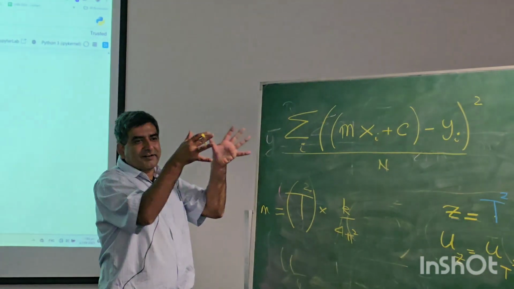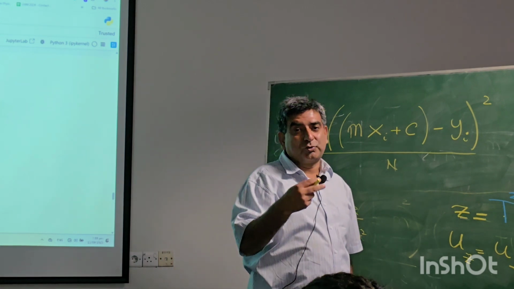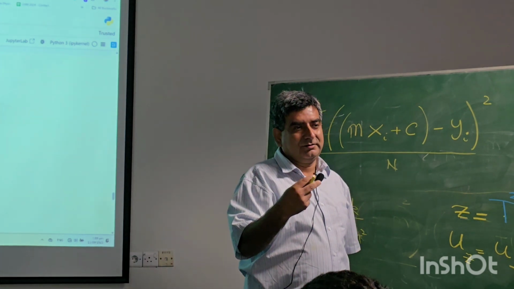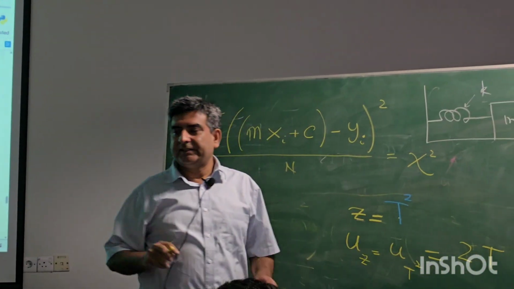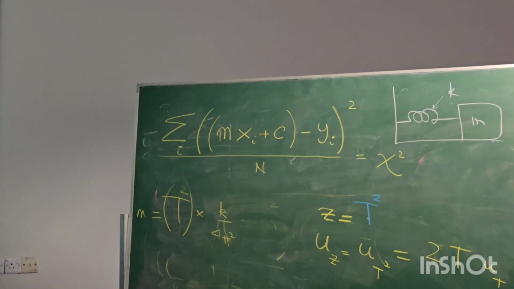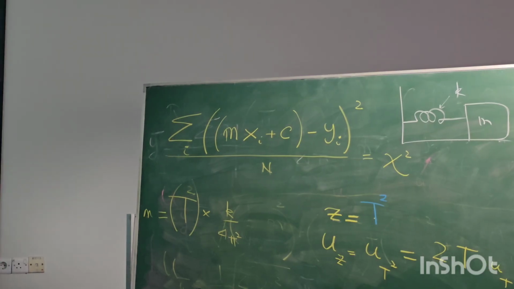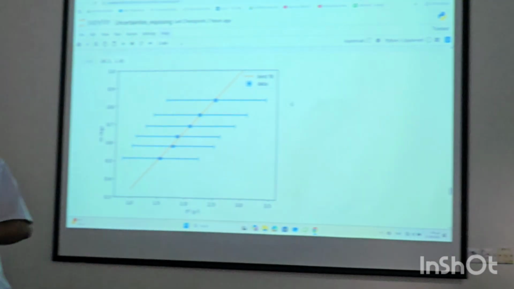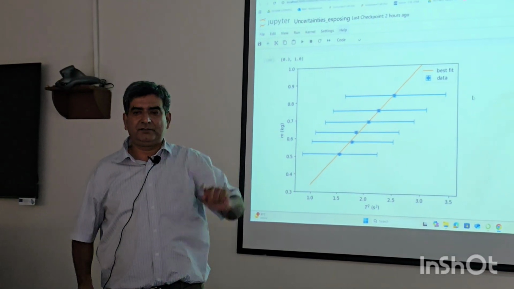This factor, generally it's called a goodness of fit factor. Goodness of fit. Statisticians call this the chi-square factor. This factor is minimized for this best fit line. The best fit line by definition is that line which minimizes this parameter.